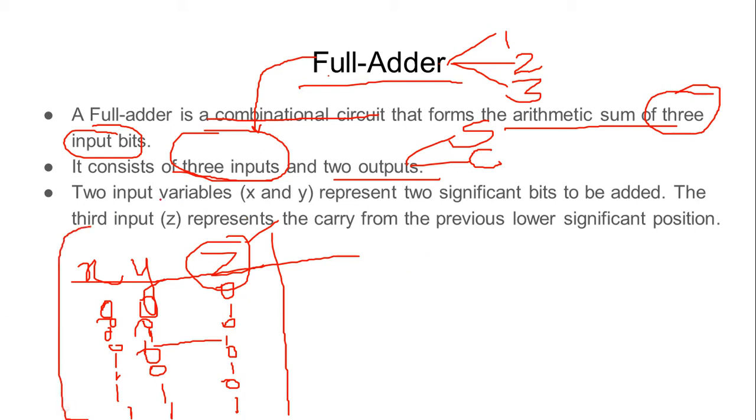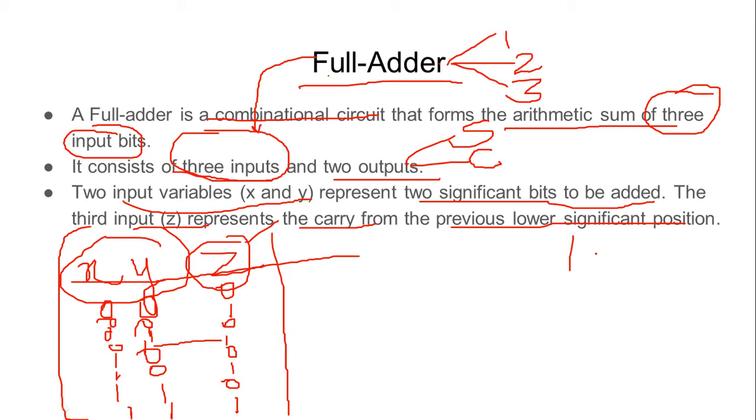So here I just wanted to explain this concept. The two input variables x and y represent the two significant bits to be added. The third input z represents the carry from the previous lower significant position. Okay, so this could be the case. Again, I would take one example here to demonstrate the idea in much more detail. Let's suppose previously we were doing this.